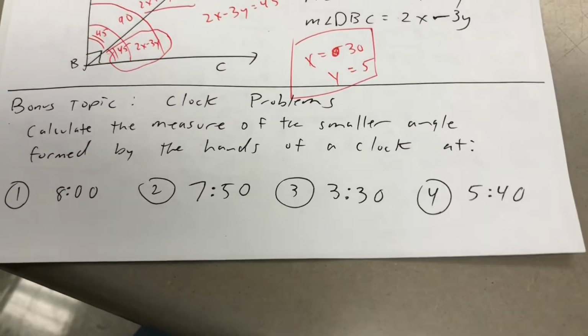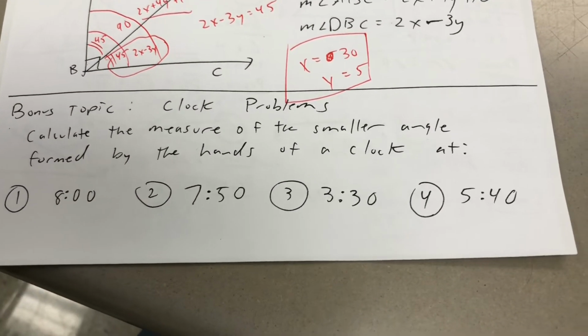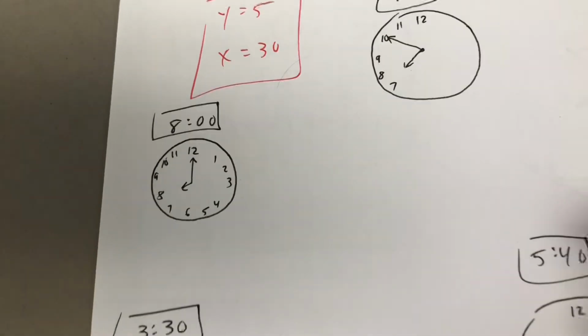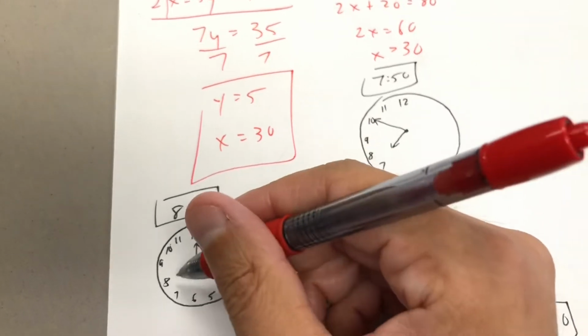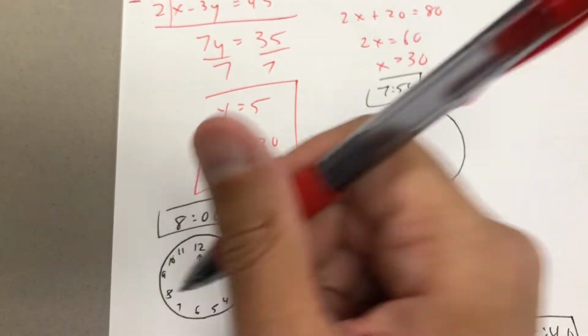In this part of the review video, I'm going to be looking at some clock problems. So we start out with 8 o'clock. 8 o'clock should be real quick because we don't have to worry about the hour hand moving anywhere. It's pointing exactly at the 8. The minute hand is exactly at the 12.